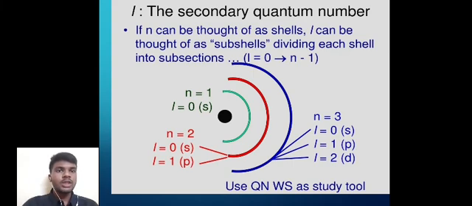n equals 1, l equals 0 for s. Then n equals 2, l equals 0 in the s orbital, l equals 1 in the p orbital. Then n equals 3, l equals 0 for s, l equals 1 for p, l equals 2 for d. Use quantum numbers as a study tool.